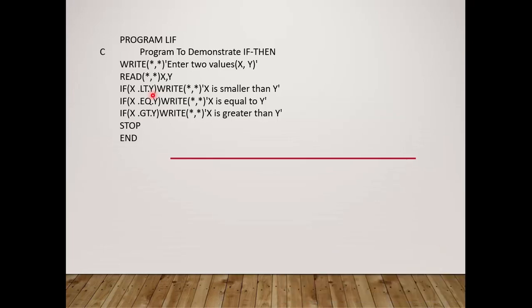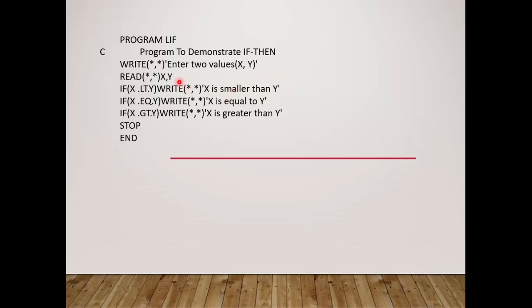So suppose this x and y, once we have given the input, then we have to check with this if in bracket le, and there is a statement here. So statement is to be written in the same line itself. So if x dot lt dot y, write star comma star x is smaller than y. This x is smaller than y should be in single quote because we have to give the same message.